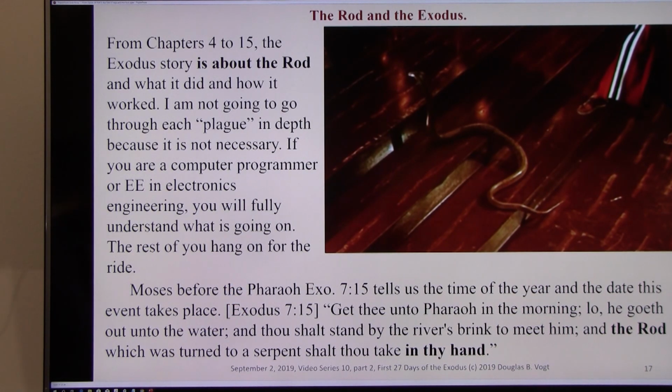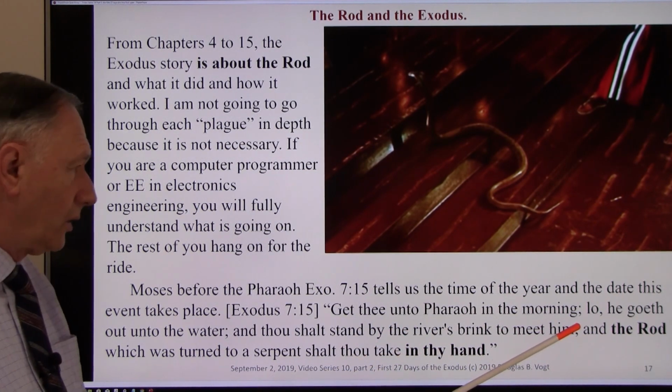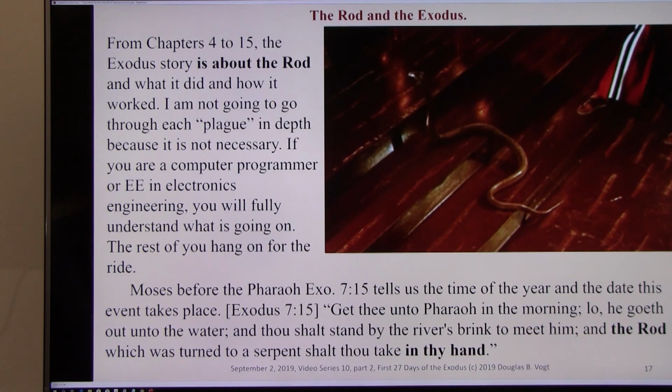Anyway, Moses before the Pharaoh, Exodus 7:15, tells us the time of the year and the date this event takes place. Exodus 7:15: Get thee unto Pharaoh in the morning; lo, he goeth out unto the water; and there thou shalt stand by the river's bank to meet him; and the rod which was turned to a serpent shalt thou take in thine hand.